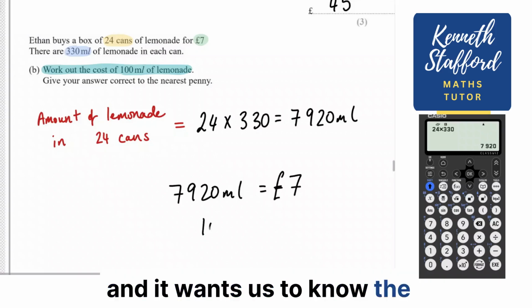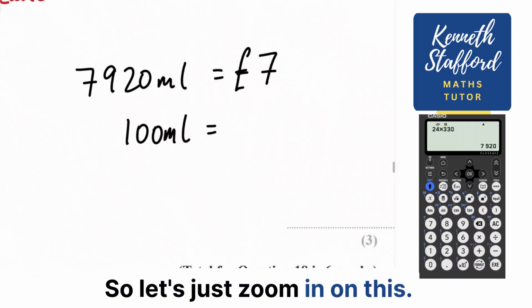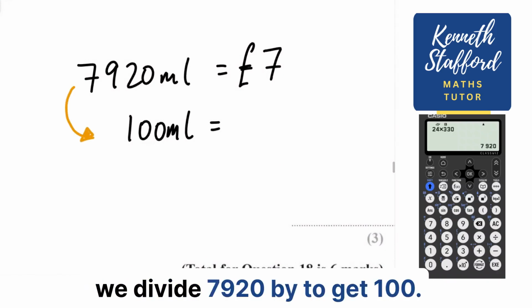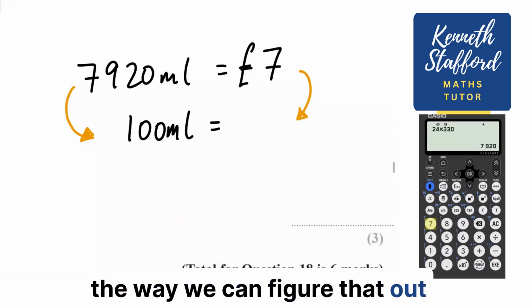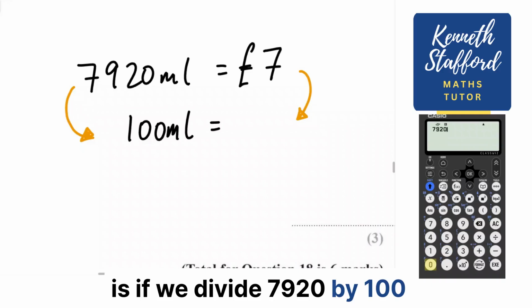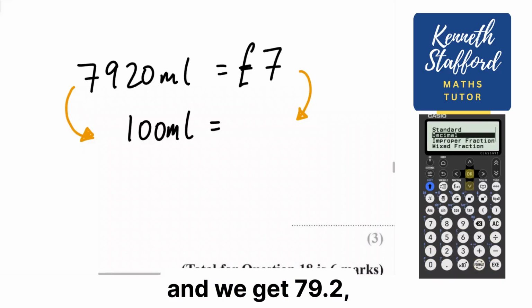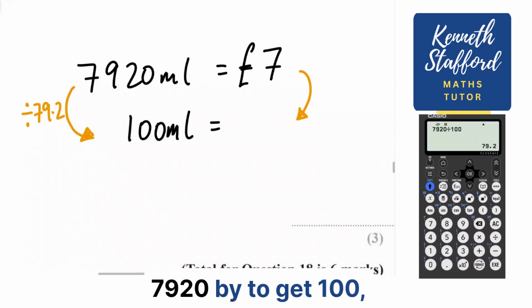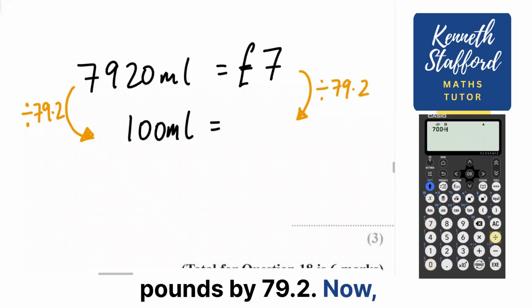And it wants to know the cost of 100 millilitres. So let's just zoom in on this. We can ignore everything else. We just need to figure out what we divide 7,920 by to get 100, and we'll do the same to £7. Now, the way we can figure that out is if we divide 7,920 by 100, and we get 79.2, that must be what you divide 7,920 by to get 100. And then we can divide £7 by 79.2.